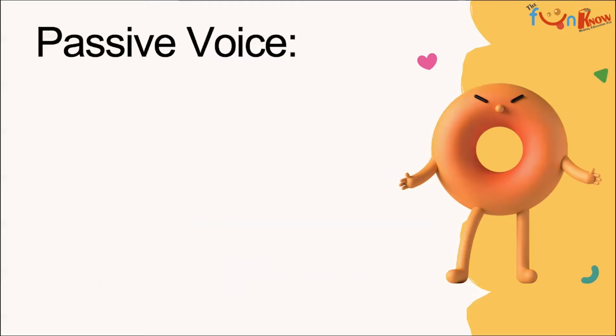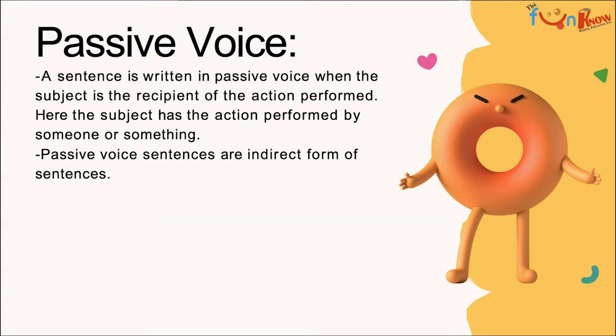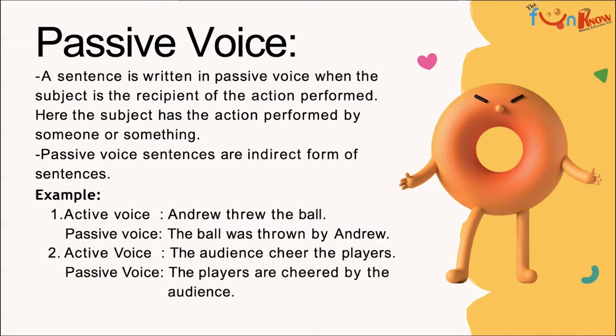Now let's look at what is meant by passive voice in detail. Passive voice is written when the subject is the recipient of the action performed. Here, the subject has the action performed by someone or something. Passive voice sentences are indirect form of sentences. Let's look at some examples.